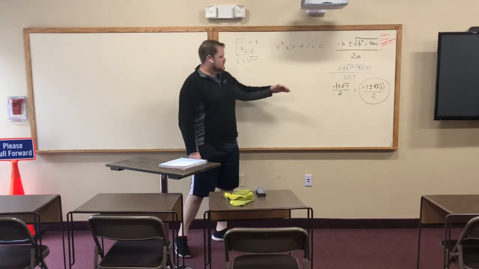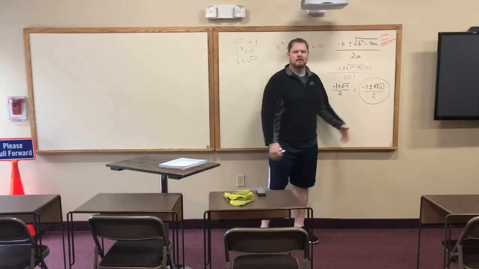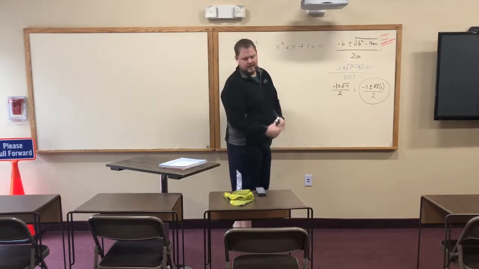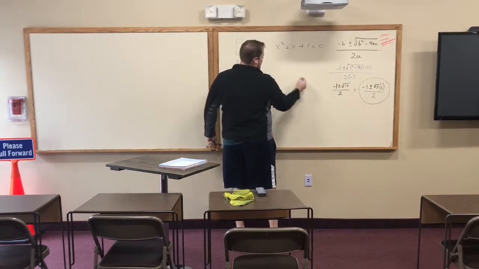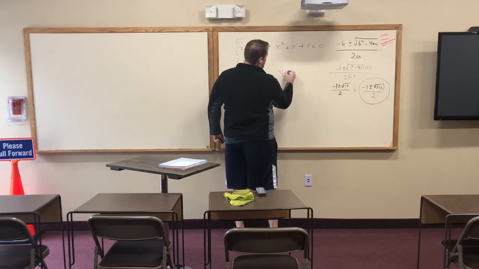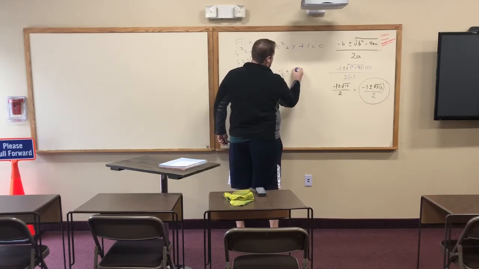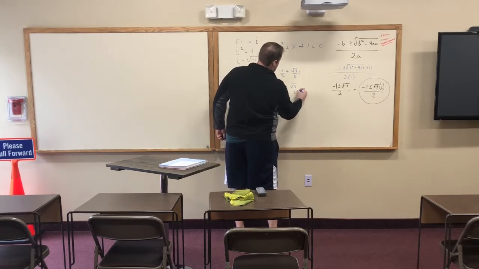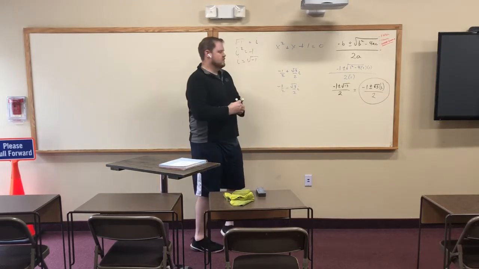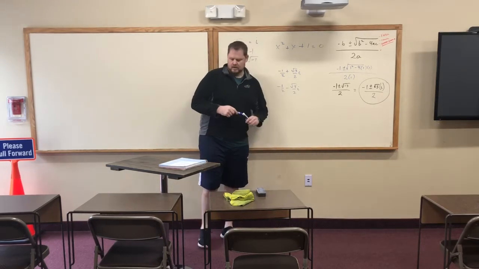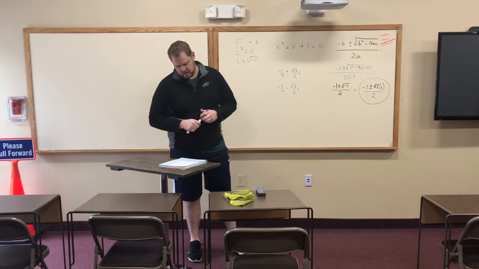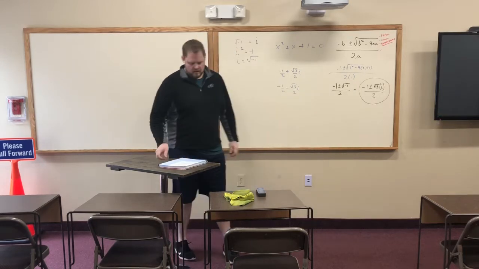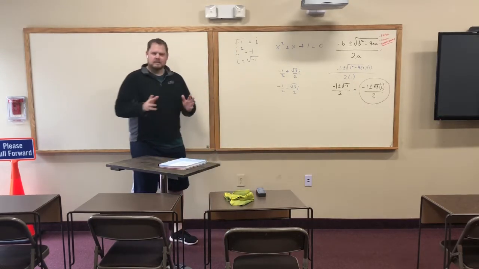So you can leave it like this. You could also split it up. The book has it split up, so your answers would be negative 1/2 plus square root of 3 over 2 i, and negative 1/2 minus square root of 3 over 2 i. So you have two answers from one derivation. All right? Does that make sense to everybody?